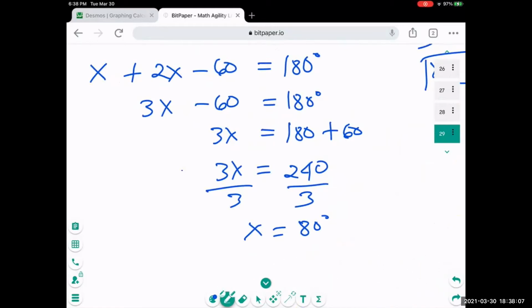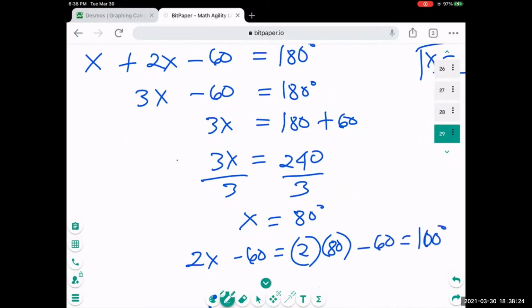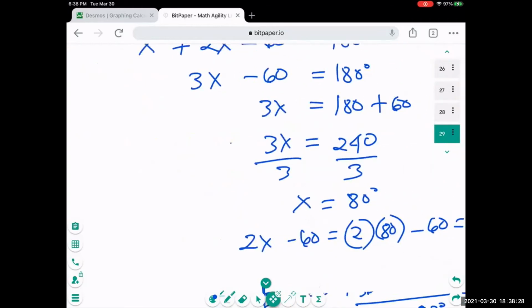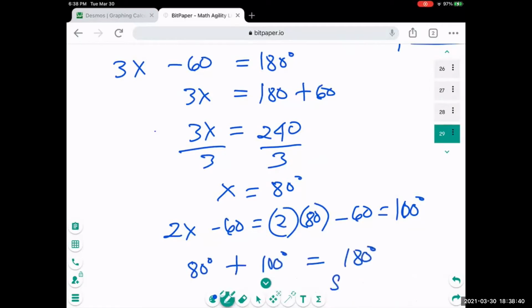So ano yung second angle? 2x minus 60 pala, sorry. So 2 times 80 is 160 minus 60 is 100 degrees. So pag chinek natin, pag inadd natin sila together, sabi they are supplementary. So adding them together would be equal to 80 plus 100 degrees should be 180 degrees, right? So supplementary.